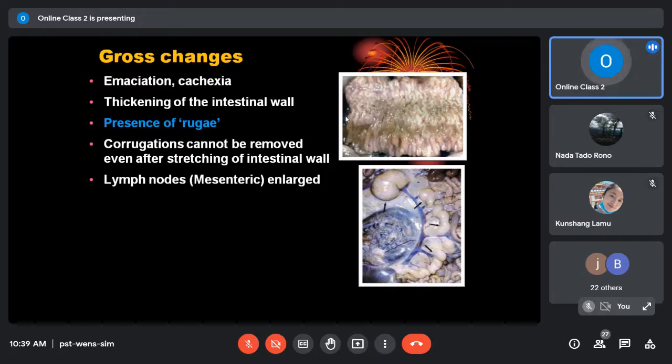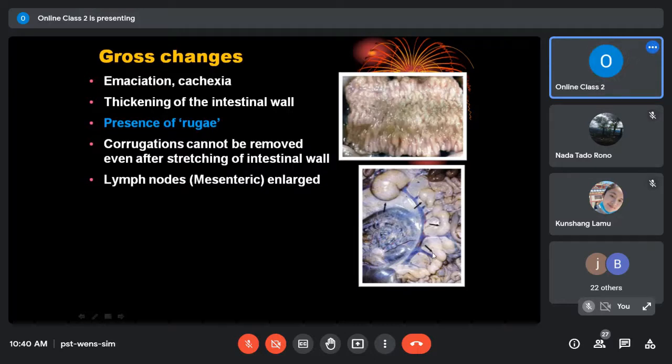This kind of corrugated intestine means the intestine has fallen into many ridges and rugae, and is very much thickened. When you stretch this intestinal wall, it will not flatten out; it will remain like this. That kind of corrugation is a very characteristic gross lesion of paratuberculosis or Johne's disease. The regional lymph nodes, mostly the mesenteric lymph nodes, may be enlarged and swollen.